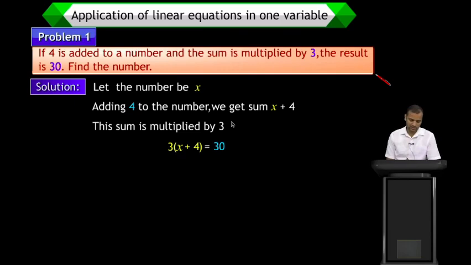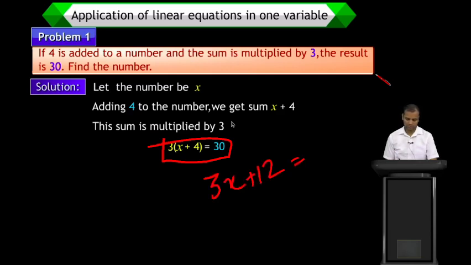So this is our equation, and I think now you can solve this one. Solve this one and get the answer quickly. Okay, I think you got the answer. If you solve this one, you will get 3x plus 12 equals 30.